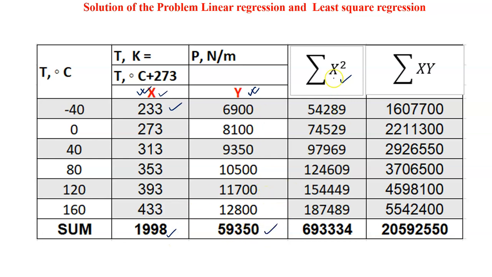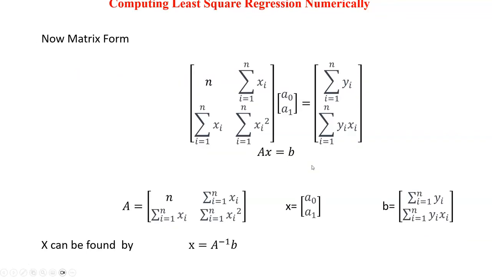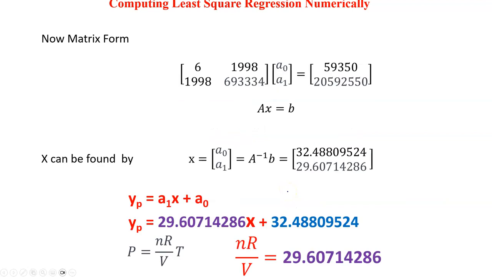Sum of x square means that 233 into 233, we'll get that x square. Now if we do the sum, we'll get 693334, and the sum of xy will be a huge number, 2059250. Now if we form the matrix, we have all this data, and if we write it in the matrix form, that will be the matrix form.